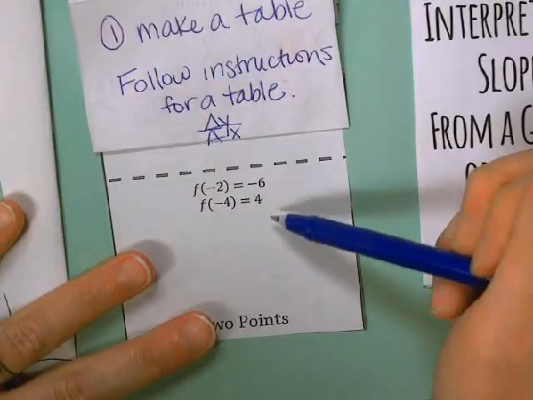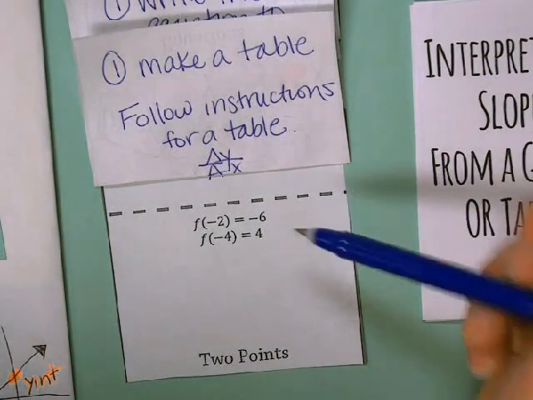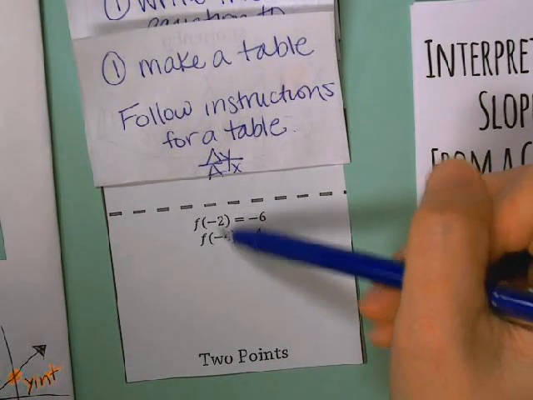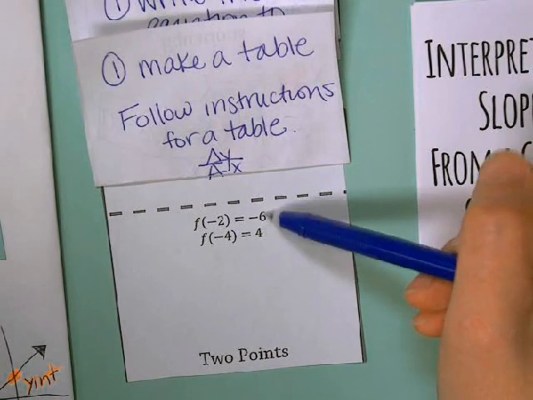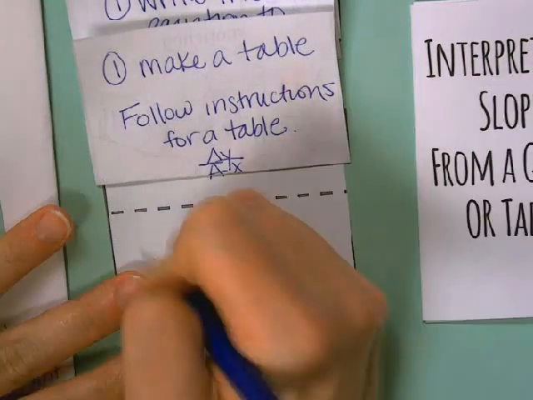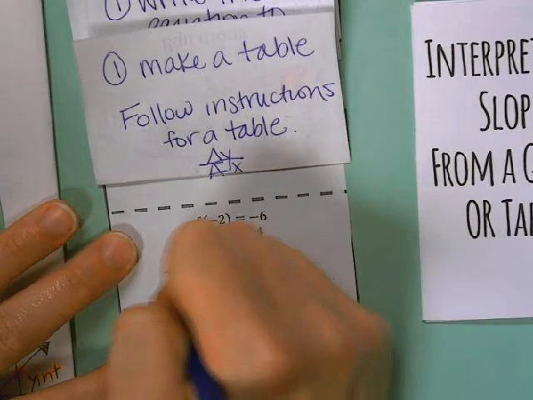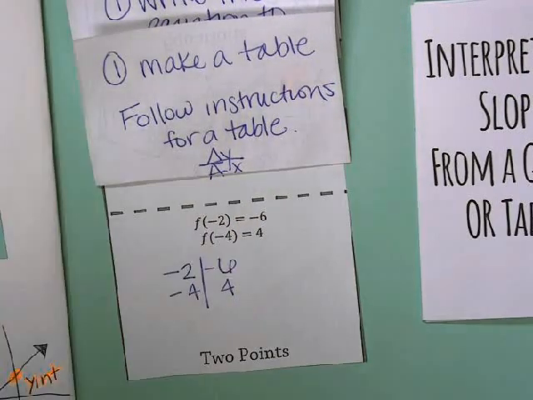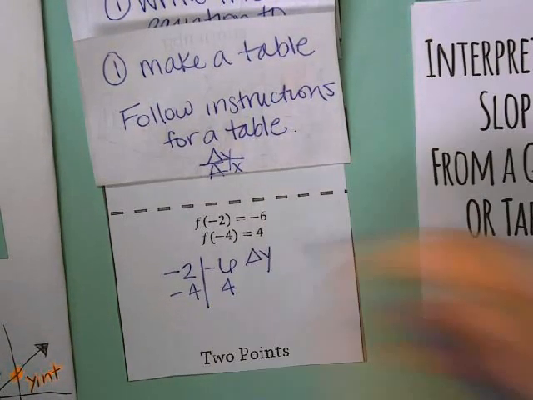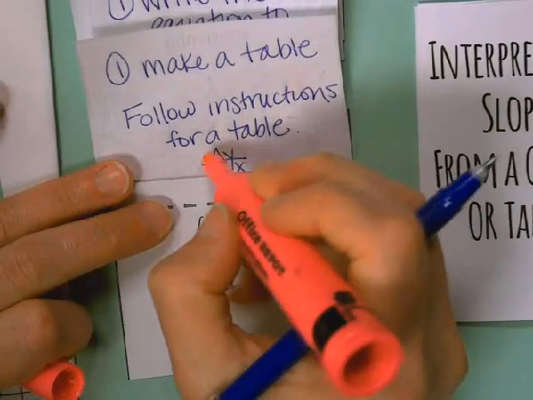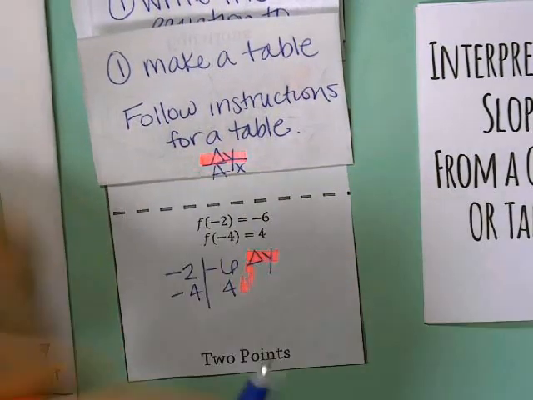Alright. In this case, remember this is function notation, which we talked about on the other page. Remember what's inside the parentheses is x, and what's outside on the other side is y. So let's go ahead and make a table. It's negative 2, negative 6, and negative 4, positive 4. Okay? So remember, this side is change in y. We're going to color that pink. Just trying to keep track of everything here.